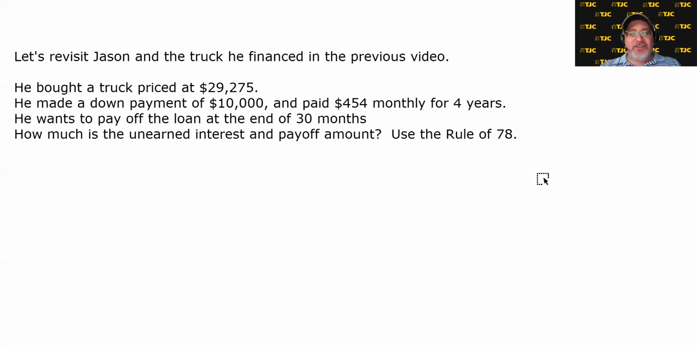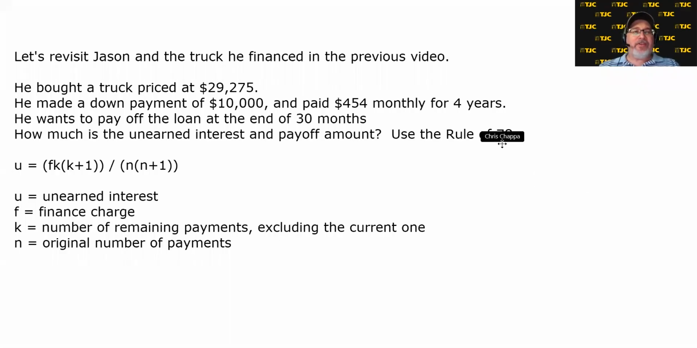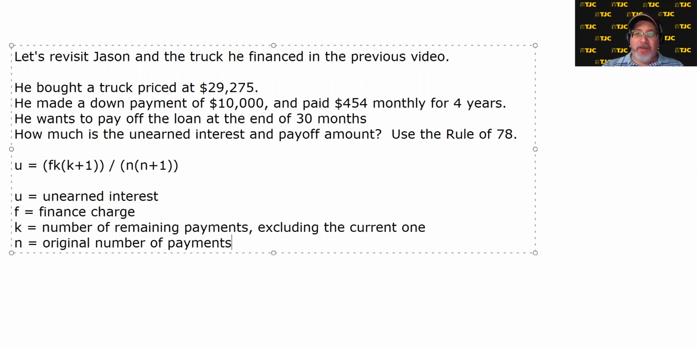All right, for our benefit, let's bring the Rule of 78 to this page. And there it is. We need the finance charge, the number of remaining payments, excluding the current one, and the number of original payments. Well, the number of remaining payments and the number of original payments is easy.